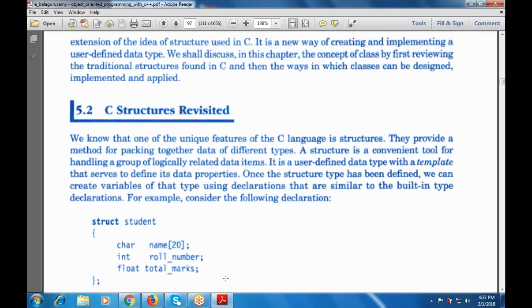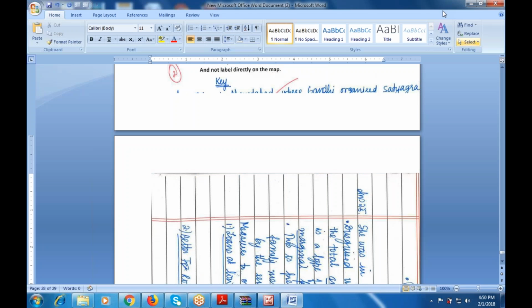Then, C structures revised. There is a structure that is used in C, so that we can access the values with the C structures.